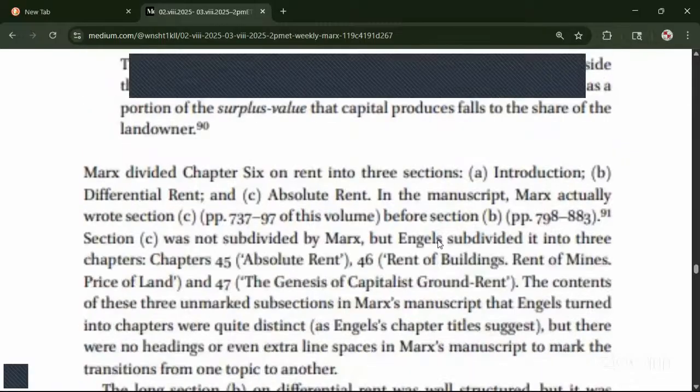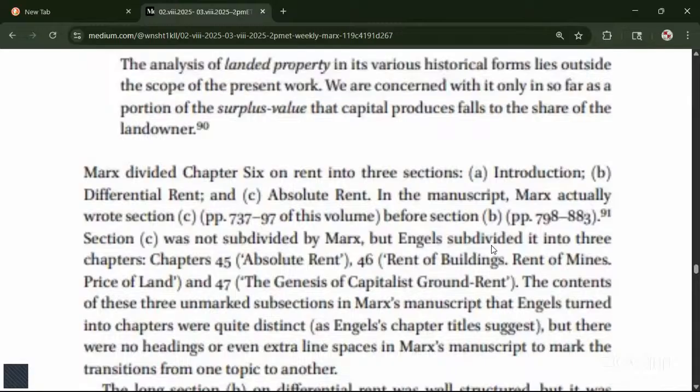Marx divided Chapter 6 on rent into 3 sections: A, introduction; B, differential rent; and C, absolute rent. In the manuscript, Marx actually wrote Section C, that is pages 737 to 797 of this volume, before Section B, pages 798 to 883, footnote 91. Section C was not subdivided by Marx, but Engels subdivided it into 3 chapters.